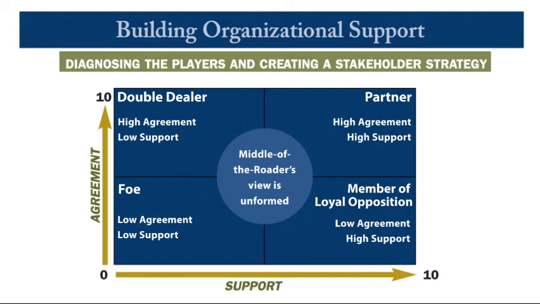The logic is that you follow support. So step 1 would be to have a conversation with your partners. Step 2 would go to the loyal opposition. Step 3 would be to get to the people who are unformed in the middle. Next would be the double dealers, and finally the opponents.